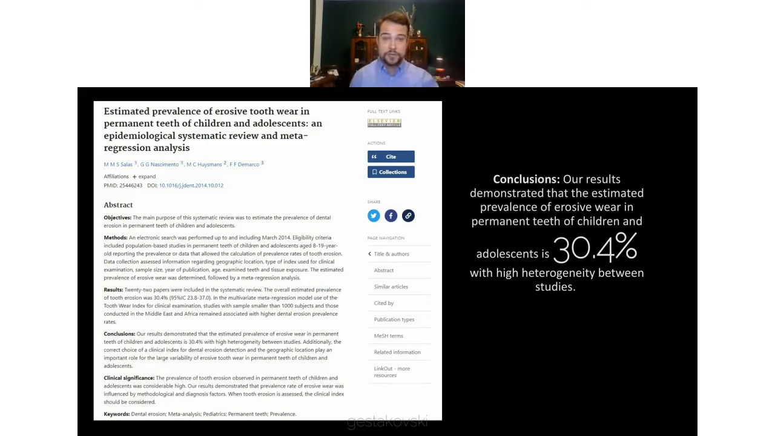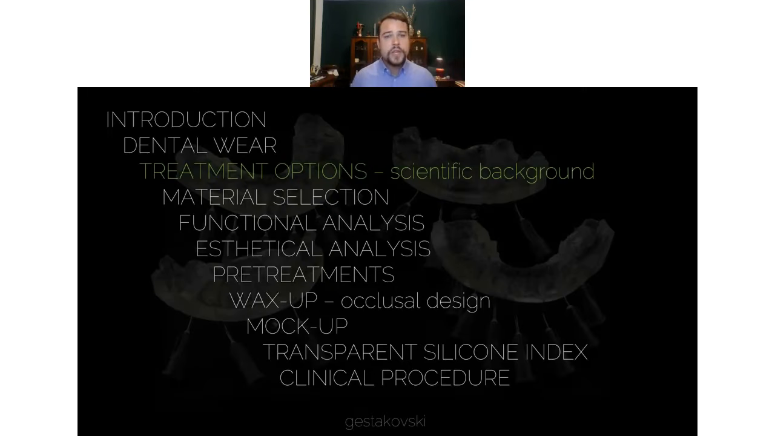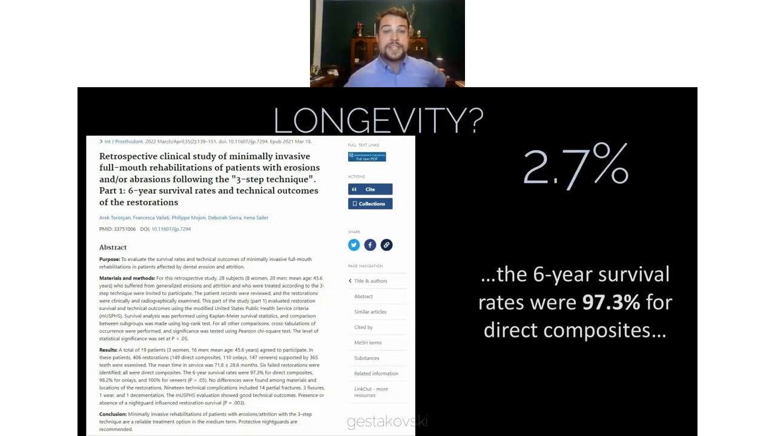I'm not saying that this is better than ceramic. Ceramic is the gold standard, but sometimes patients cannot afford 32 restorations, and here we have an alternative. In the functional program, we discuss different treatment options. As I said, ceramic is also great, of course, and we show different scientific background. There we are discussing more than 30 different scientific papers.